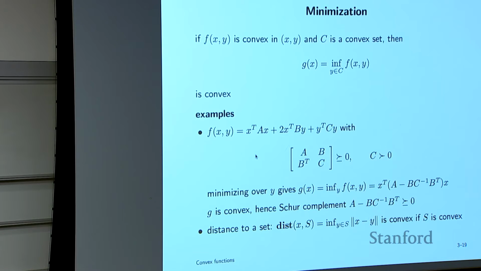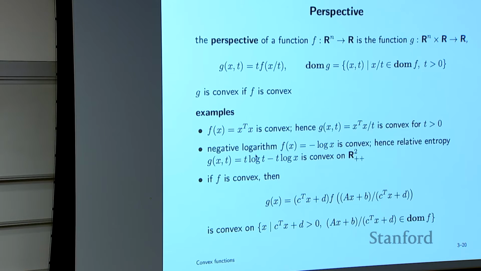And you may know that it's a basic fact of linear algebra that if a matrix is positive semi-definite, so is the Schur complement, right? Or positive definite or negative. Okay, everybody got this? Okay, so that's the minimization rule.